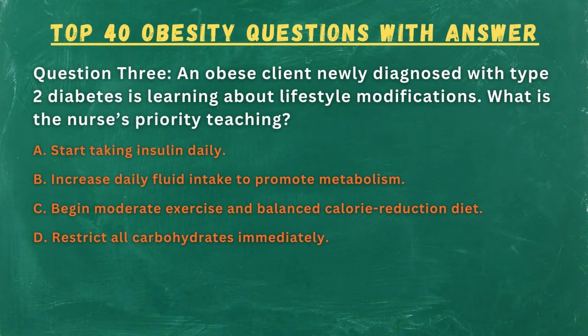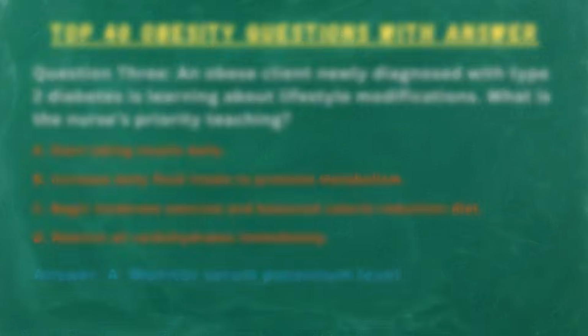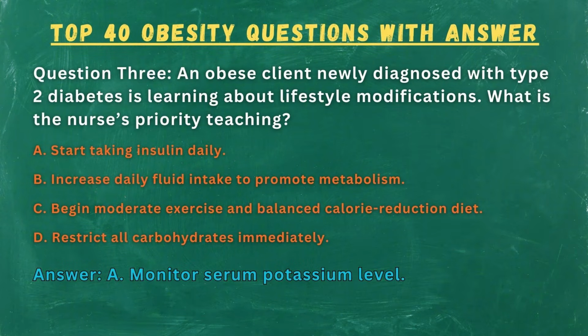A. Start taking insulin daily. B. Increase daily fluid intake to promote metabolism. C. Begin moderate exercise and balanced calorie reduction diet. D. Restrict all carbohydrates immediately. Answer. C. Begin moderate exercise and balanced calorie reduction diet.